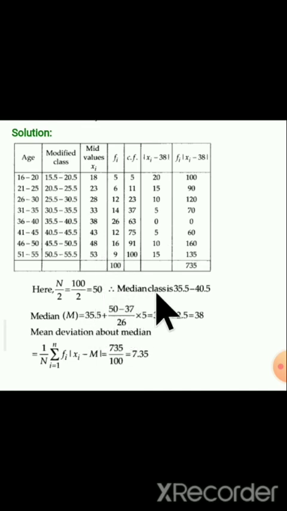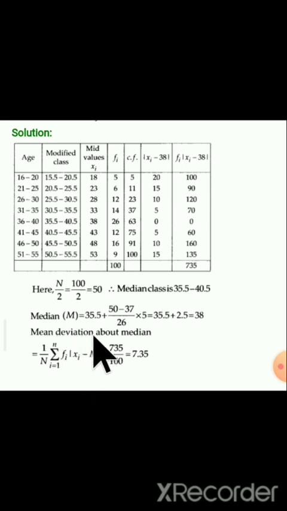Next, the median class is 35.5 to 40.5, this one, since the cumulative frequency just greater than 50 is 63. So we consider the class interval of that one, with lower limit L equal to 35.5. Next, h equals the class width, that is 5. Next, substitute in the formula for the median: M equals 35.5 plus 50 minus 37 divided by 26 into 5, so we will get 38.